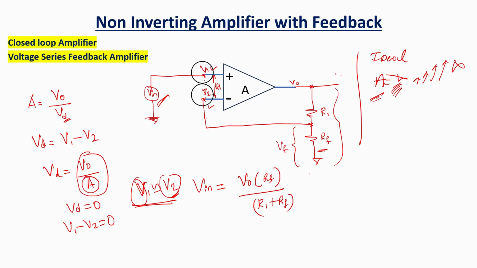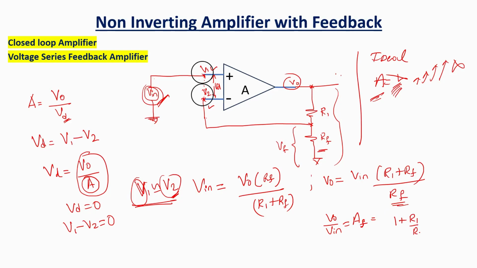So the output voltage is equal to V in times R1 plus RF divided by RF. So output voltage divided by input voltage is now not an open loop gain, it is a closed loop gain, AF. Let us rearrange this: it is 1 plus RF over R1. The same formula we got earlier.